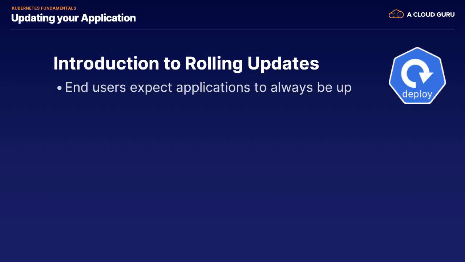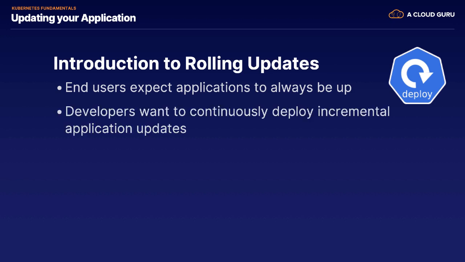Now, this comes about because your end users expect applications to always be up. They get this expectation from things like Gmail and Facebook, which always seem to be up. Well, guess what? Those web based applications most likely run Kubernetes. I know that Gmail does. At the same time, your developers want to continuously deploy incremental application updates.